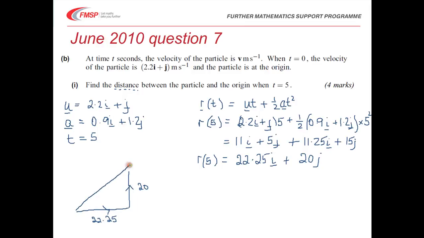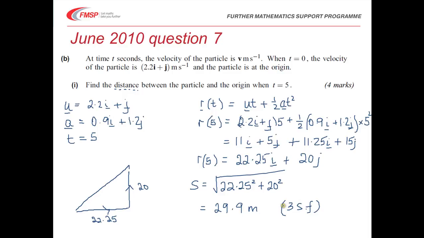So we just want to find that. Pythagoras' theorem will tell us that s, the distance, is the square root of 22.25 squared plus 20 squared. And if you check that carefully and round the answer to 3 significant figures, then you should get 29.9 meters. So always try and remember to give your answer to 3 significant figures and put in your units.